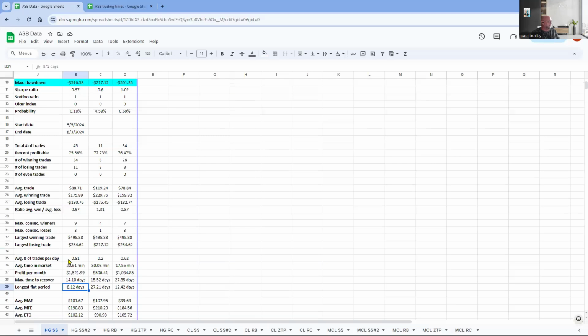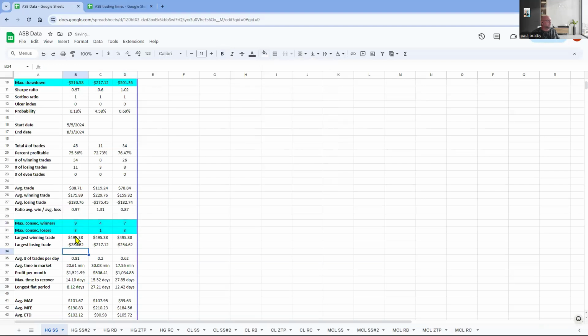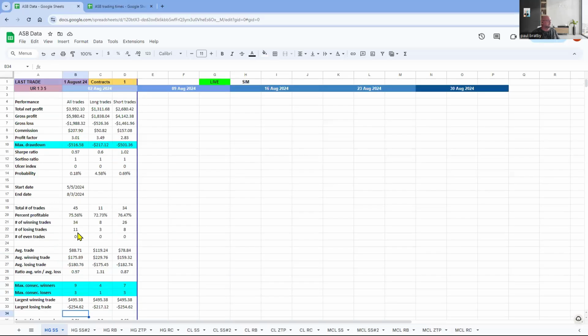And then we've got max. This is really important, this bit here. We don't want any more. If we have 4 max consec losers, we stop, re-optimize, we go again. Okay. And it's very important.